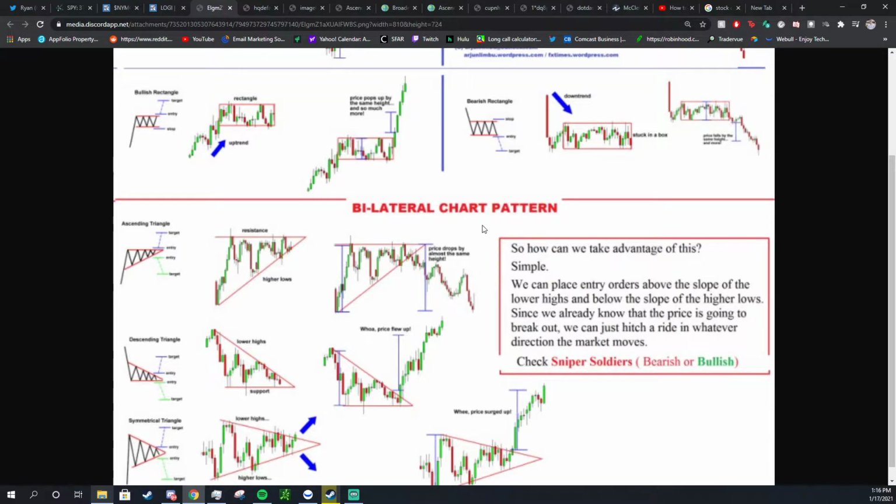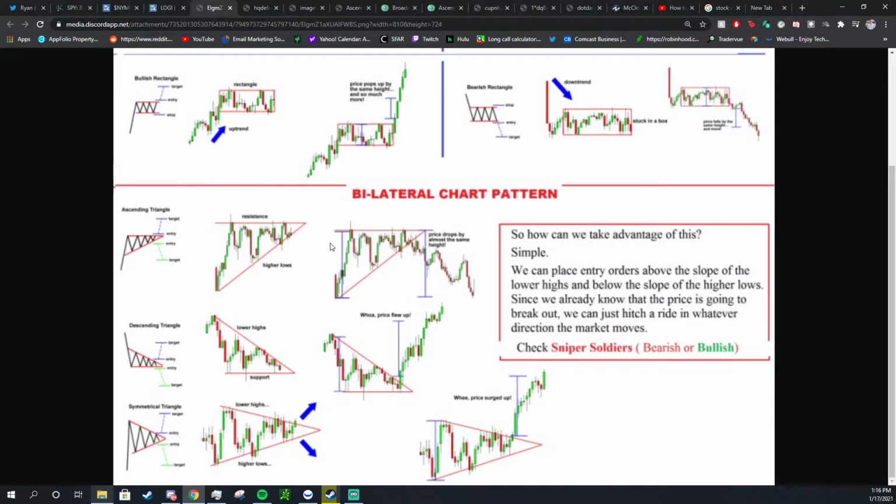For bilateral chart patterns, I typically call them non-bias, but bilateral I guess is okay too. Ascending triangle, you've got that flat resistance. You can get that break up or that break down. You measure the break by, once again, measuring the length of the base of the flag. And I'll show you some examples of these later.